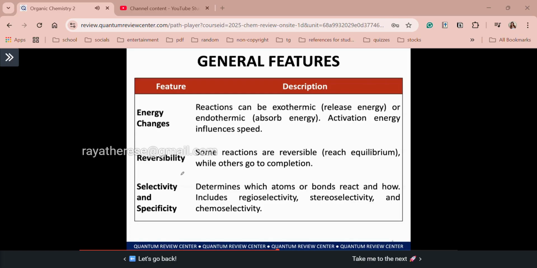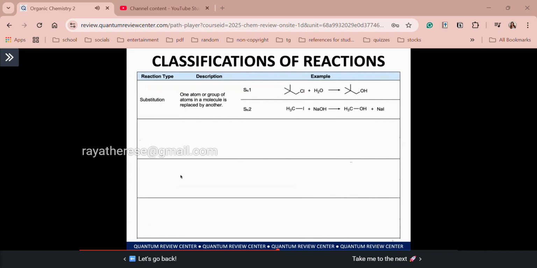Okay, so for our next discussion, we will proceed with the different classifications of your reactions. So at this point, this is a preparation for our next discussions of your organic reactions. So usually, we classify your organic reactions based on the mechanism or the description of how reactions proceed. Alright, so let's first discuss the most prominent types of classification.